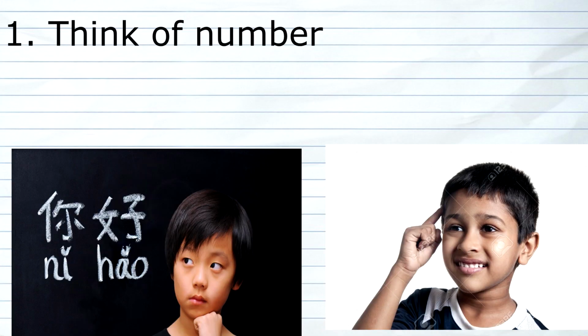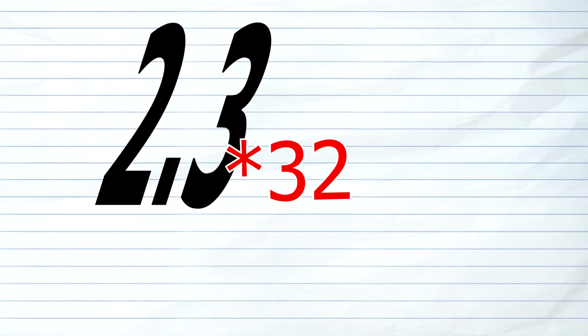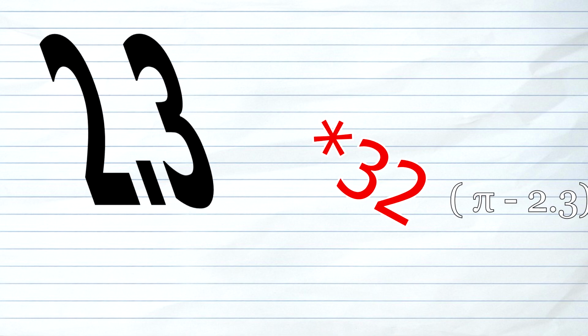First, you will be thinking of number. This is hardest part. I am thinking of 2.3. Okay. Now you will be multiplying 32 to it because 2.3 is close to 32 backwards. This is then multiplied to differential of pi minus x.